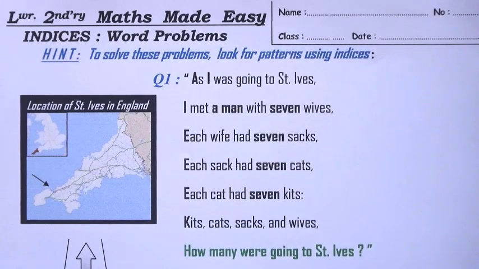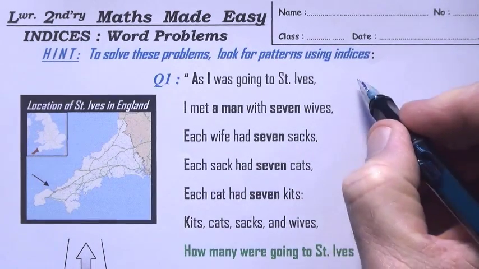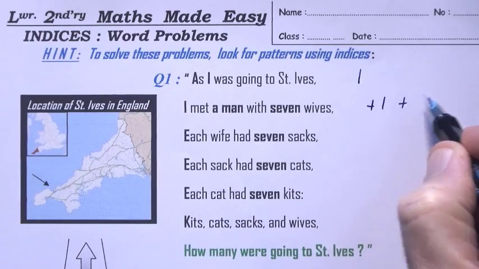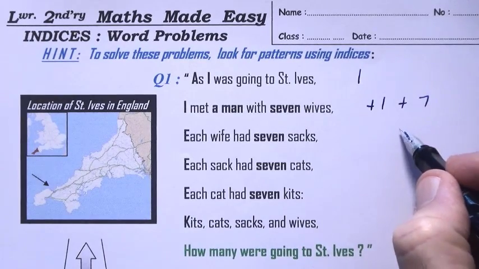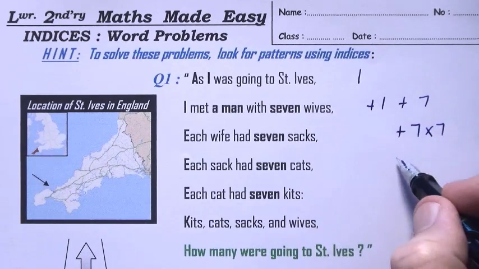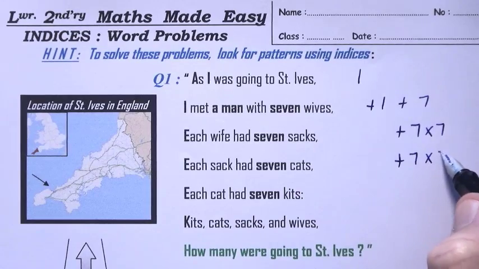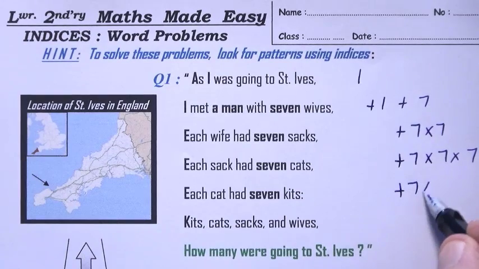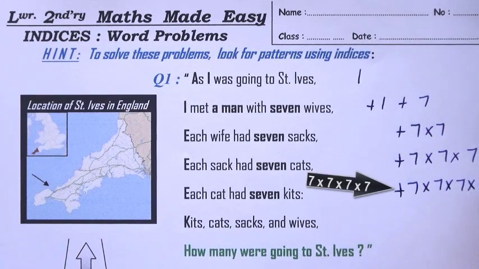Well, let's count them. As I was going to St Ives, 1. I met a man with 7 wives, plus 1 plus 7. Each wife had 7 sacks, so that would be plus 7 by 7. Each sack had 7 cats, plus 7 by 7 by 7. Each cat had 7 kits, would be plus 7 by 7 by 7 by 7. So now we must add all of these. Kits, cats, sacks and wives, how many were going to St Ives?